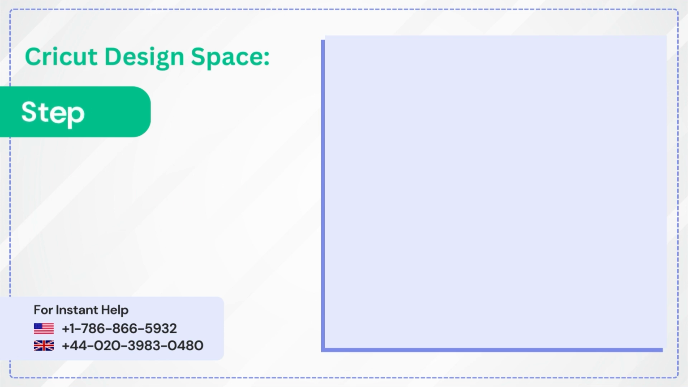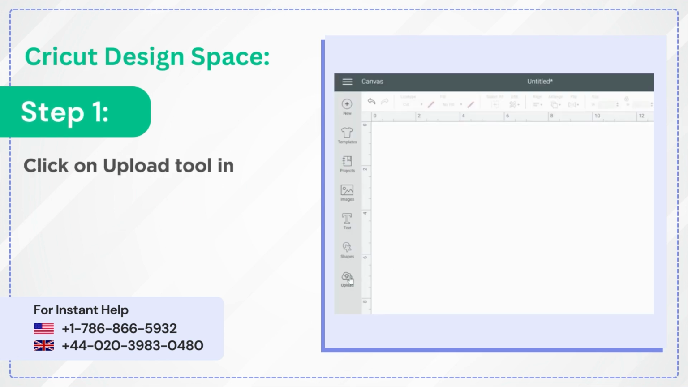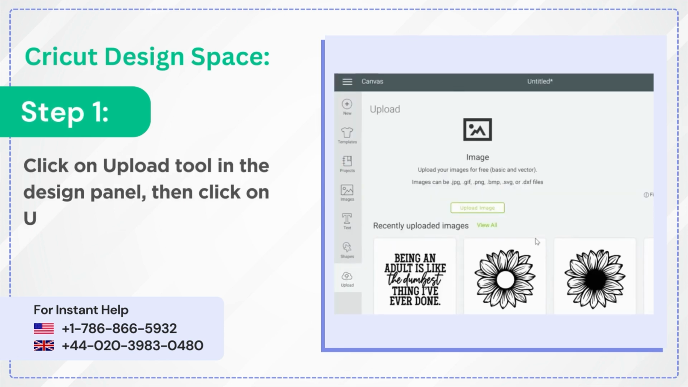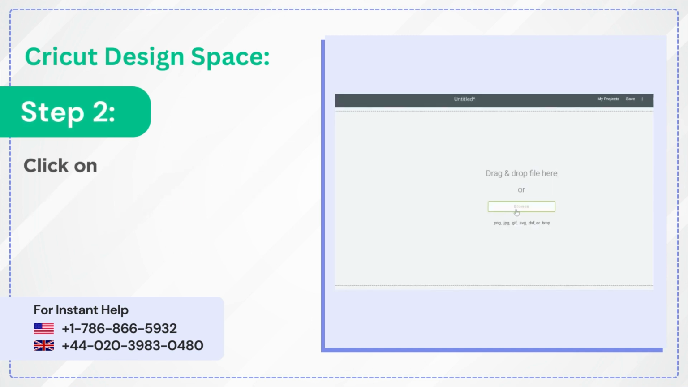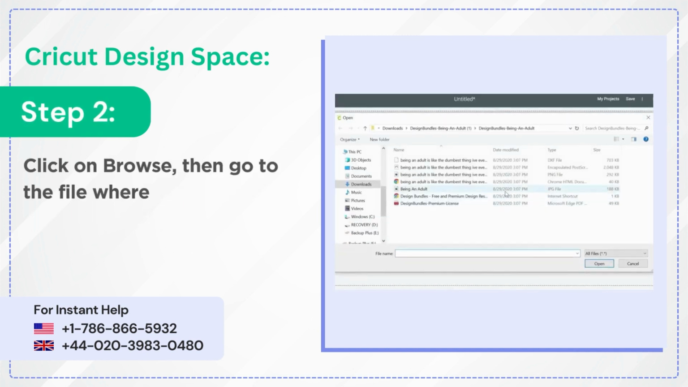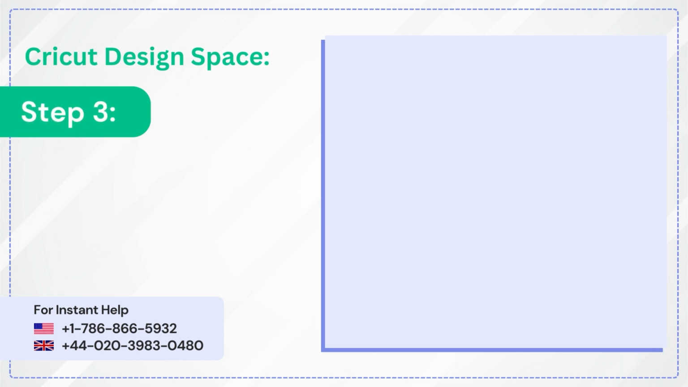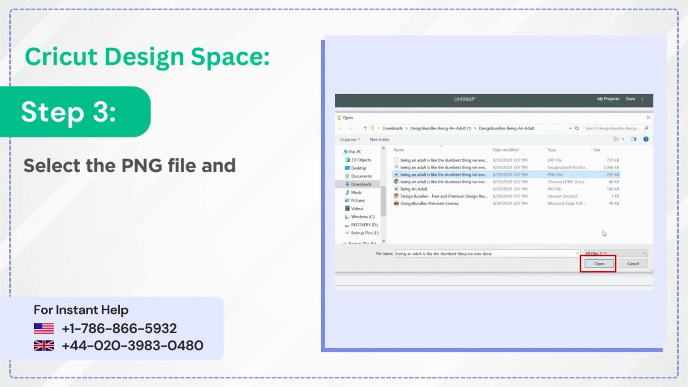PNG. Step 1. Click on Upload tool in the Design panel, then click on Upload Image. Step 2. Click on Browse, then go to the file where the document is saved. Step 3. Select the PNG file and click on Open.